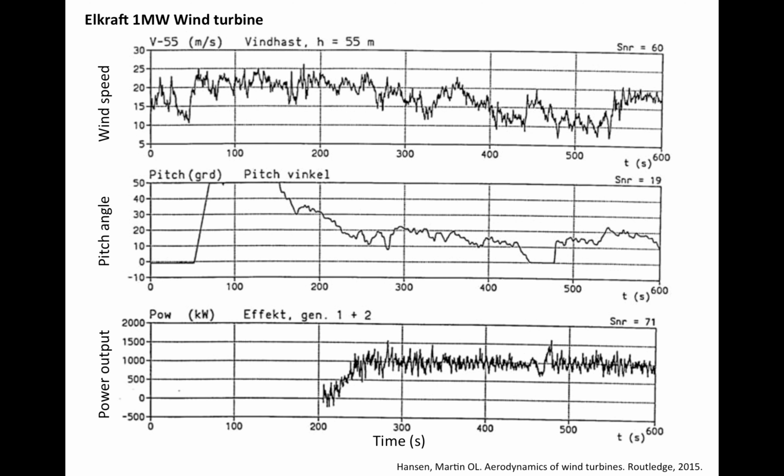In the previous video, we talked about pitch control and using stall, either active or passive stall, to control the aerodynamic torque. This figure shows the time history of the power output from a pitch-controlled 1 megawatt wind turbine located somewhere in Denmark.